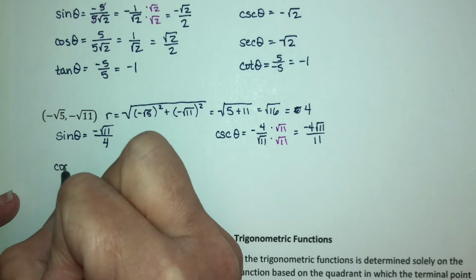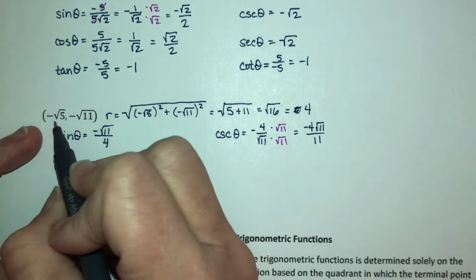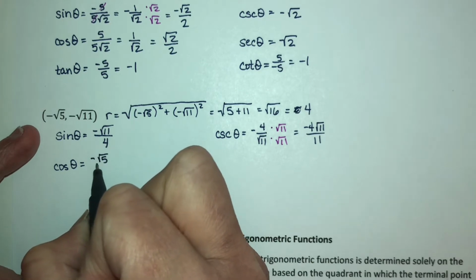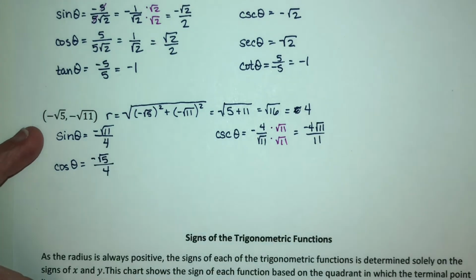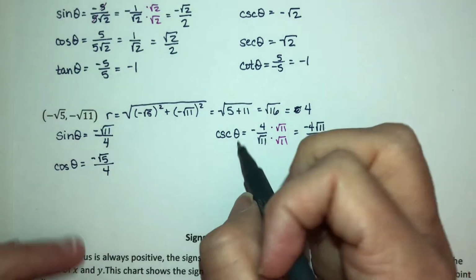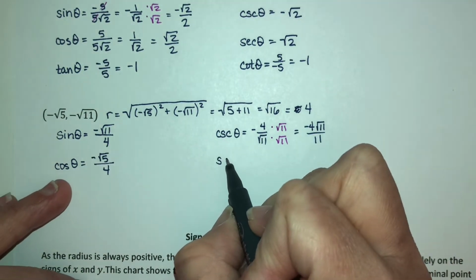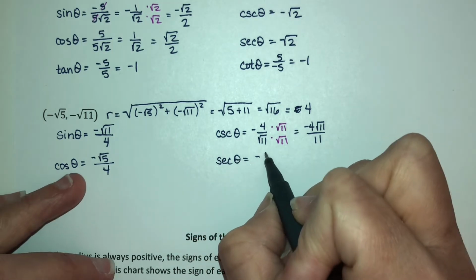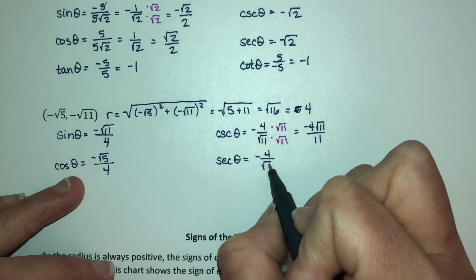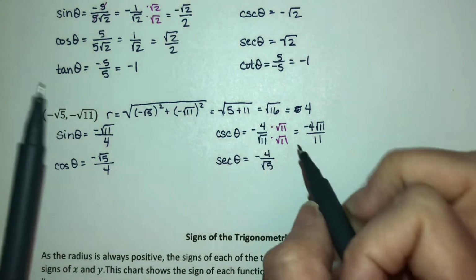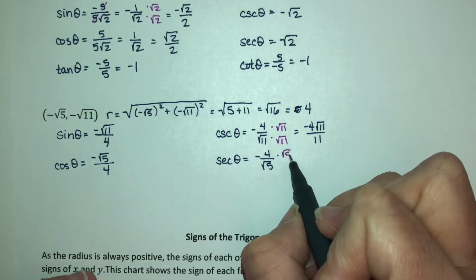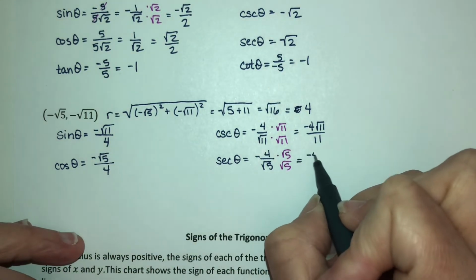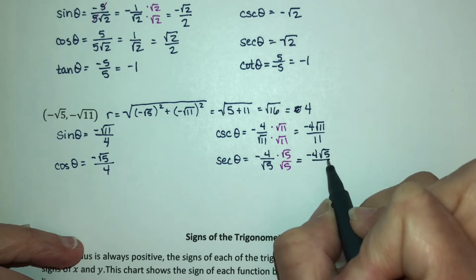Now cosine is x over r, so it will be negative square root 5 over 4. And its reciprocal function, secant, would be -4 over the square root of 5. Multiply top and bottom by the square root of 5 to rationalize, and you get -4 square root 5 over 5.